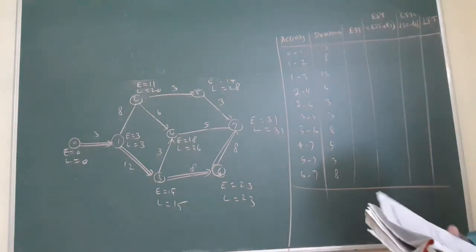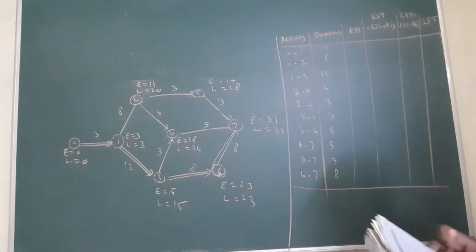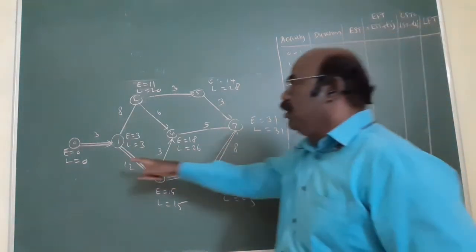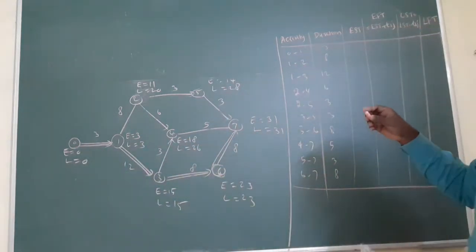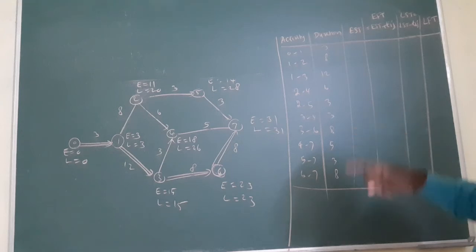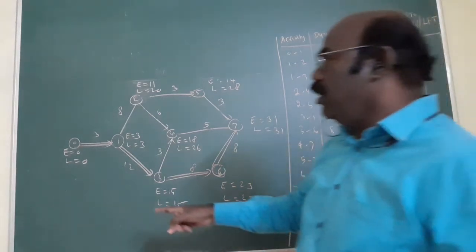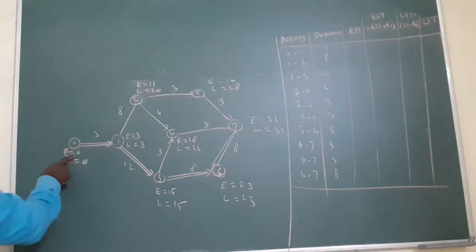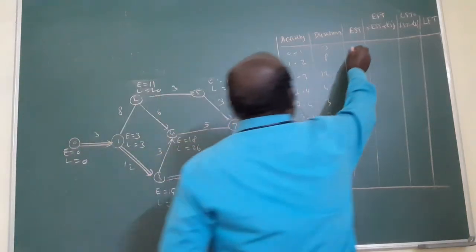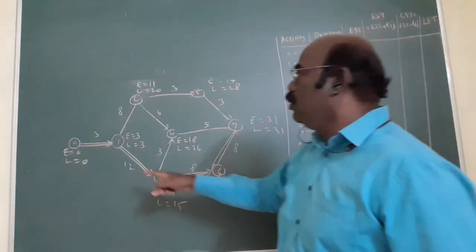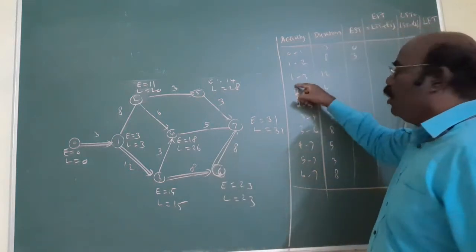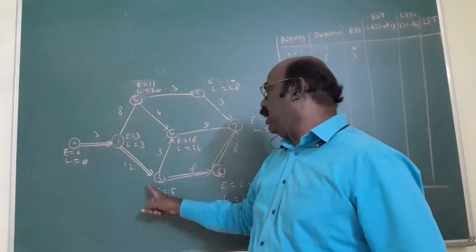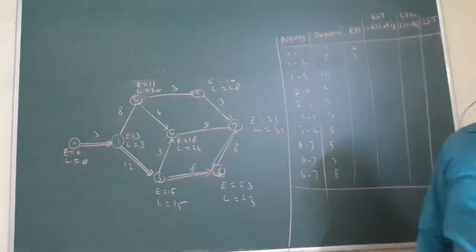Then EST. EST means what? E. What is the answer? 0 to 1, E is what? 3. The first is what? 0 to 1. Here the time is what? E equal to 0. Then 1 to 2, the early time is 3. 1 to 3, again 3. Am I right?